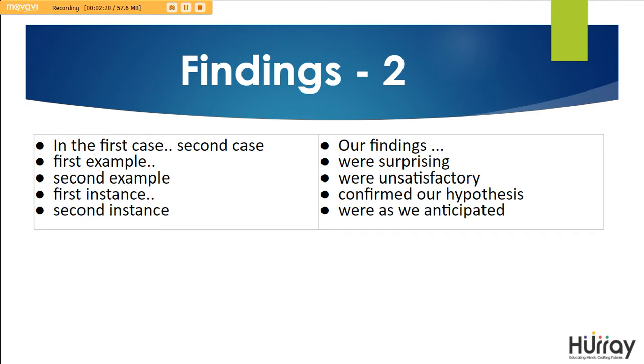If you're trying to explain multiple cases or multiple scenarios, then you could use the words in the first case, second case, first example, second example. You could also say the result of those findings, such as our findings were surprising, unsatisfactory, it confirmed a hypothesis, etc.